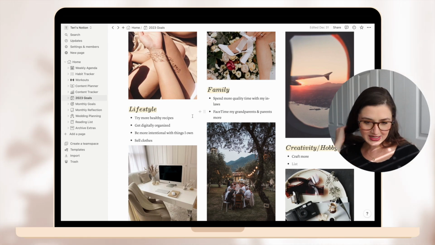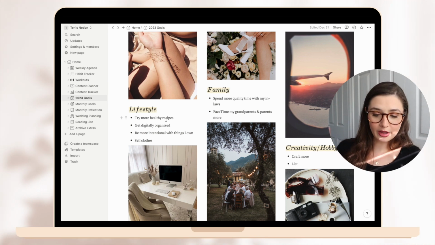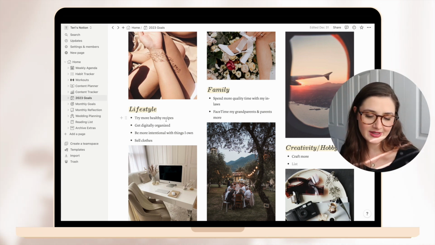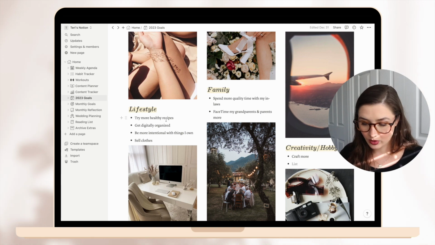Try more healthy recipes. I've been pretty healthy overall in my eating. Have I really focused on specifically trying healthy recipes? Maybe not. So something to think about. Honestly, I forget a lot of the things I've put down here. Get digitally organized. I just did a declutter of my laptop, which was helpful. There's things I still need to do. Declutter my photos and things like that are still on my list.